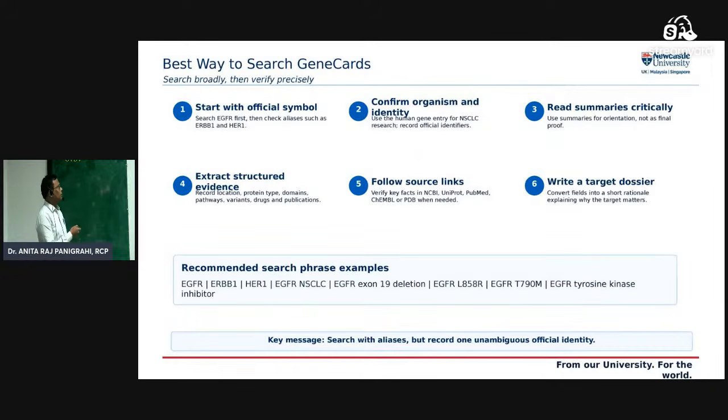Okay, then the best way to use gene cards: start with the official symbol. Official symbol means EGFR first, then check aliases, all these symbols. Then confirm the organism, and please make sure that you select only human. Don't select other things. And read summaries critically. Actually, you need to read and read and read.